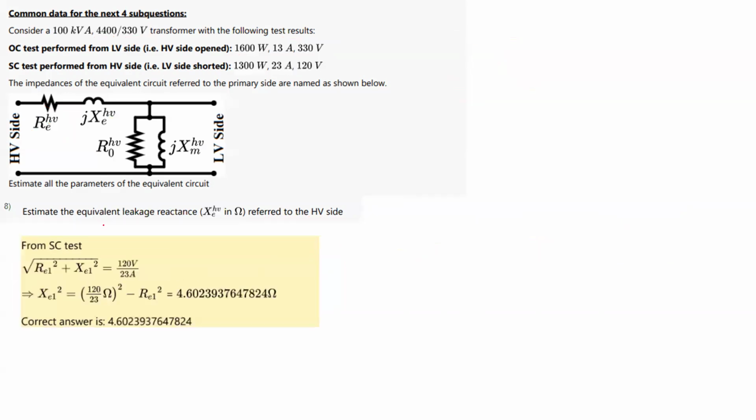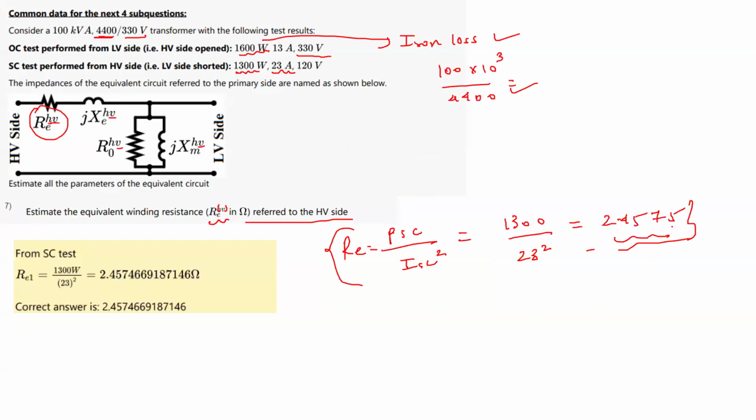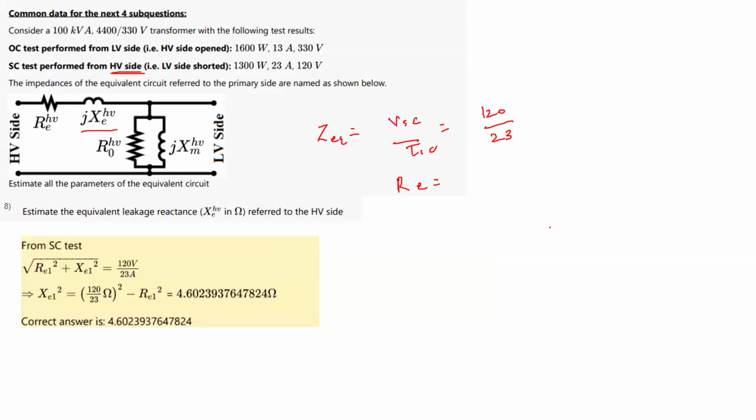Now we have to determine the XE referred to the high voltage side, because this also we get from the short circuit test only. So directly we get it already referred to the high voltage side, because the short circuit test is done on the high voltage side here. You can get Z equivalent as this VSC by ISC, which is 120 by 23, and Re, which you have already calculated in the previous question as 2.45. So this is 2.45.